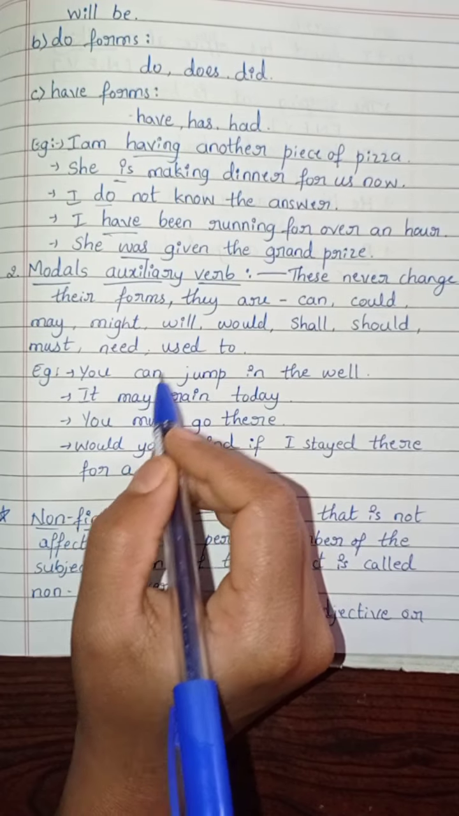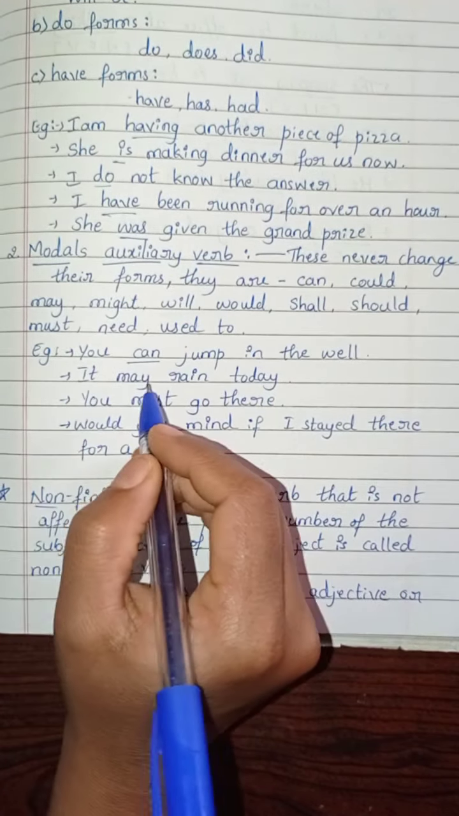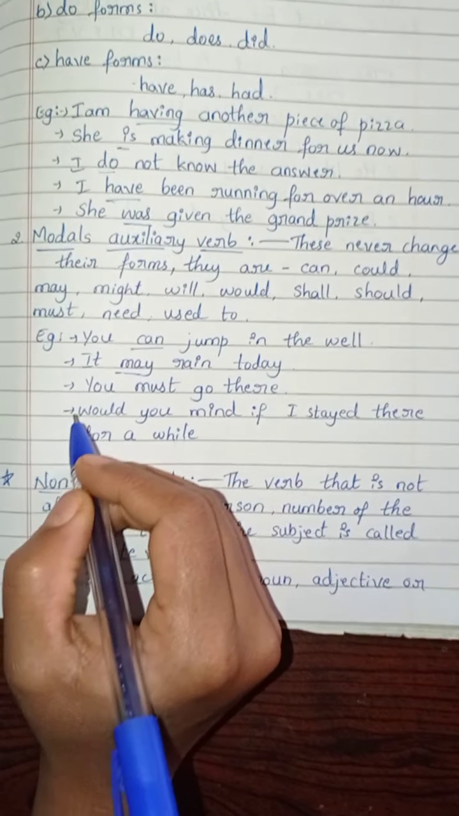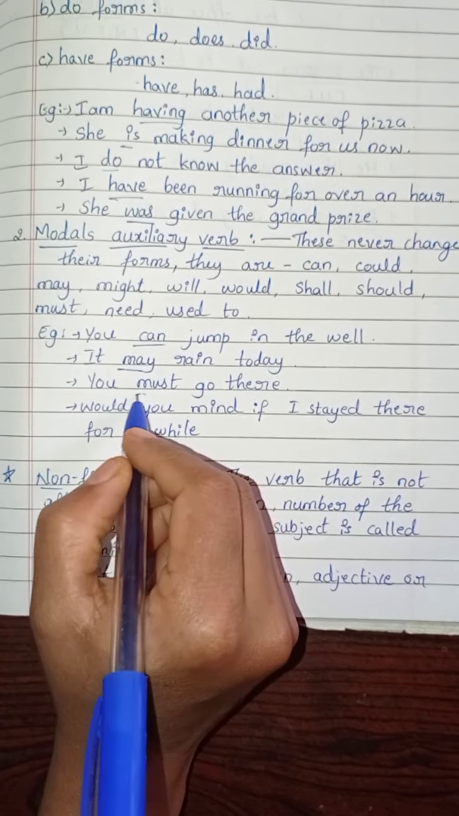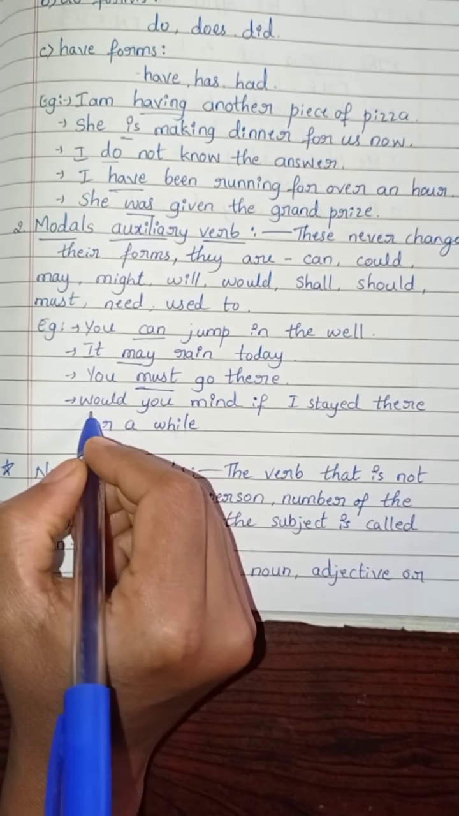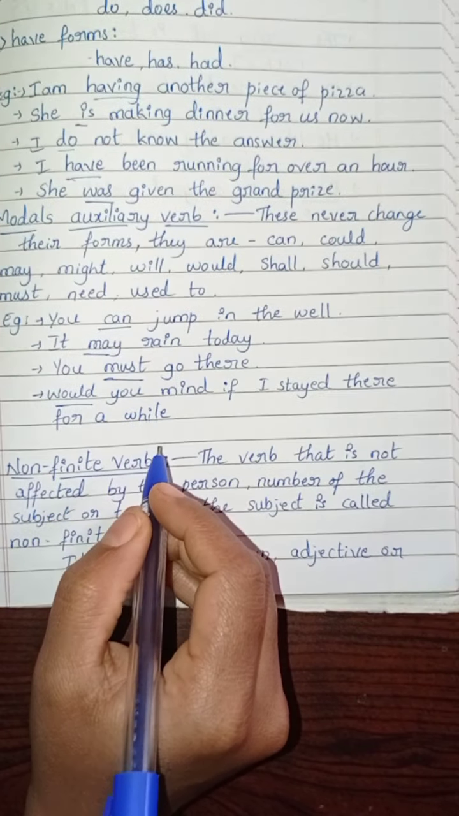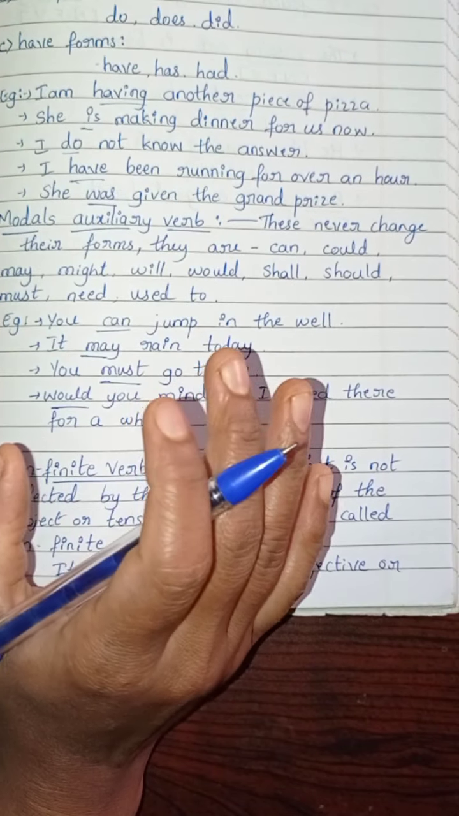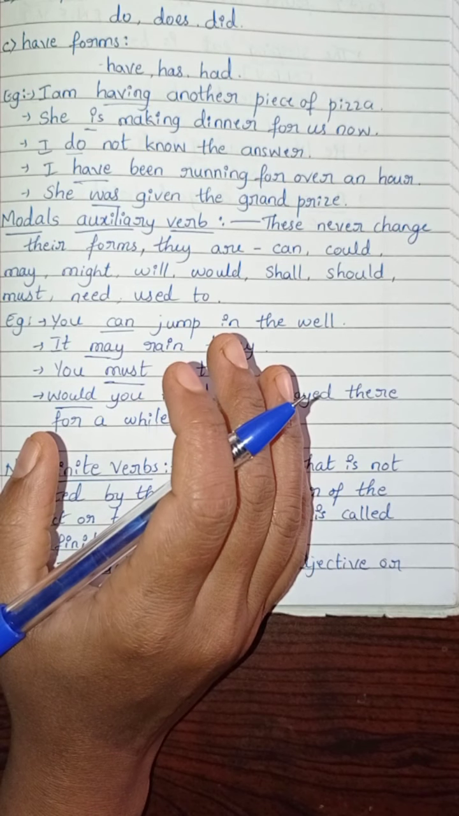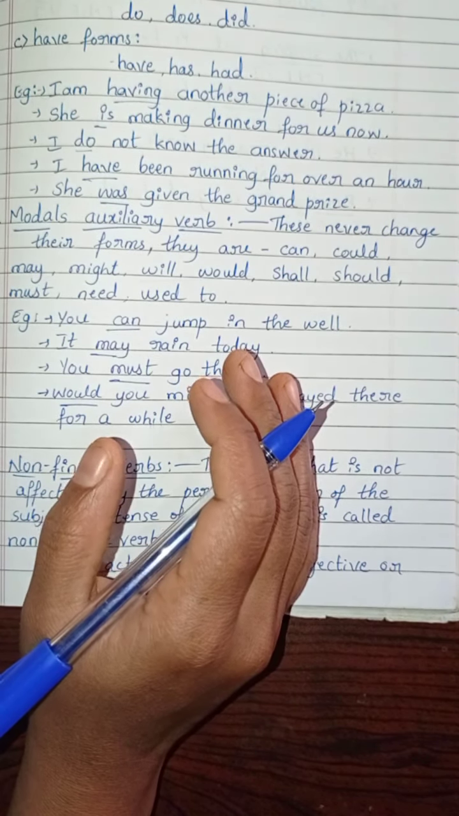For example, you can jump in the well. Can. It may rain today. May. You must go there. And would you mind if I stayed there for a while? Would. These are the modal auxiliary verbs which will not change in any case. So this is about the helping verb.